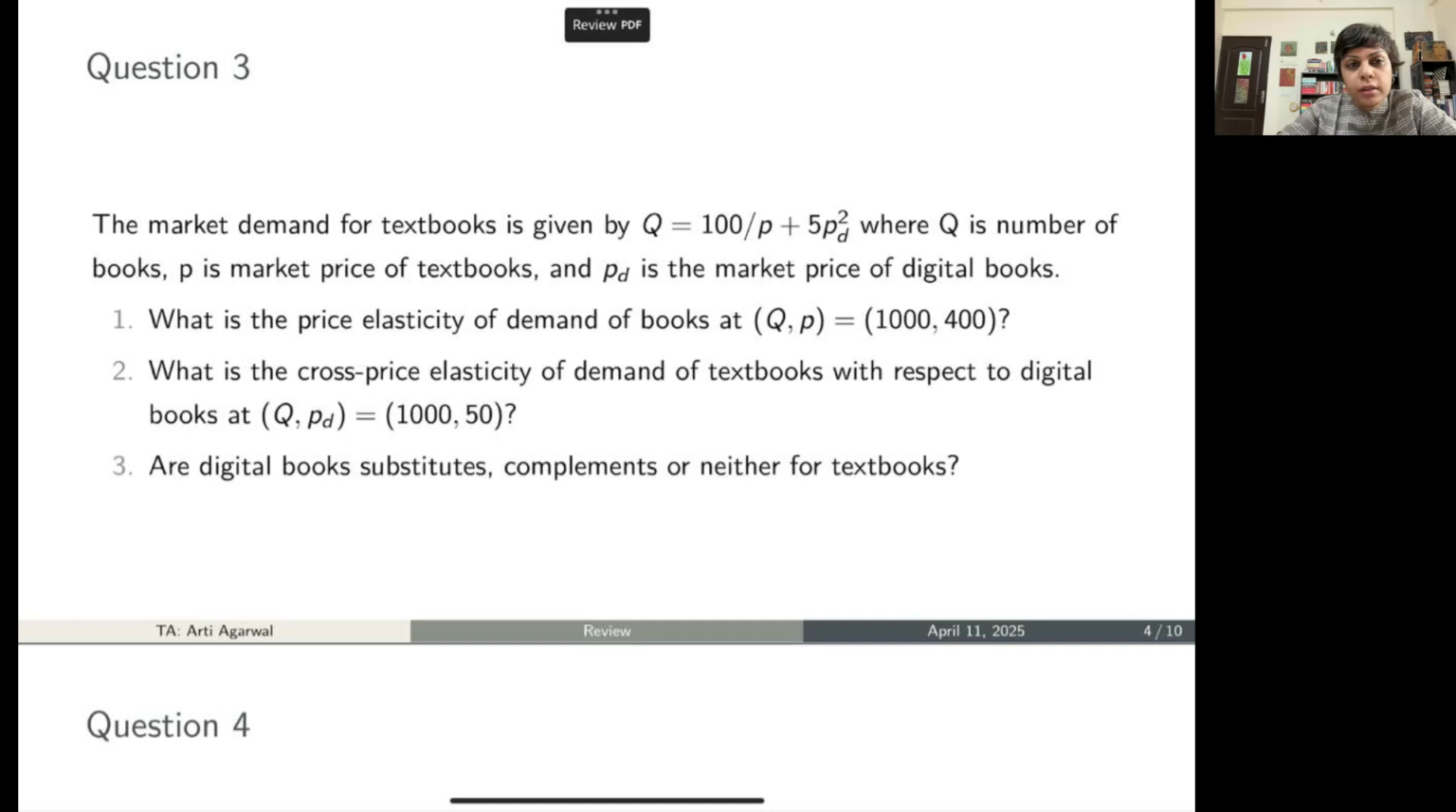The next question is: the market demand for textbooks, that means paper books, is given by Q is equal to 100 by P plus 5PD square, where Q is the number of books, P is the market price of textbooks, and PD is the market price of digital books, e-books. Firstly, you're asked what is the price elasticity of demand of books at the value of Q, P equal to 1000, 400.